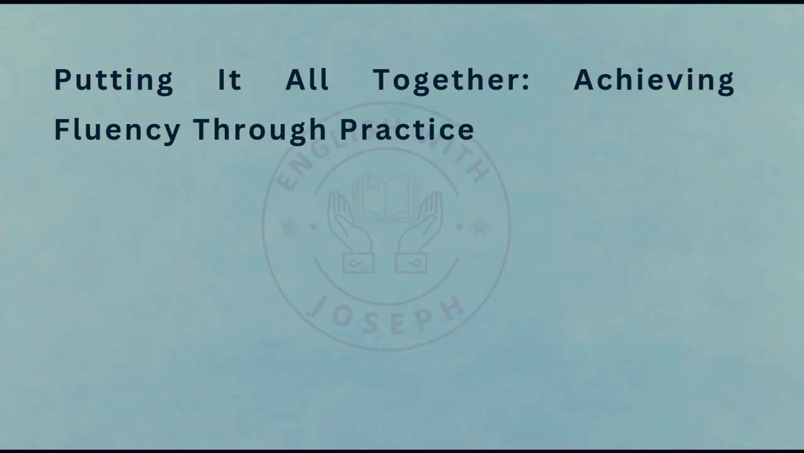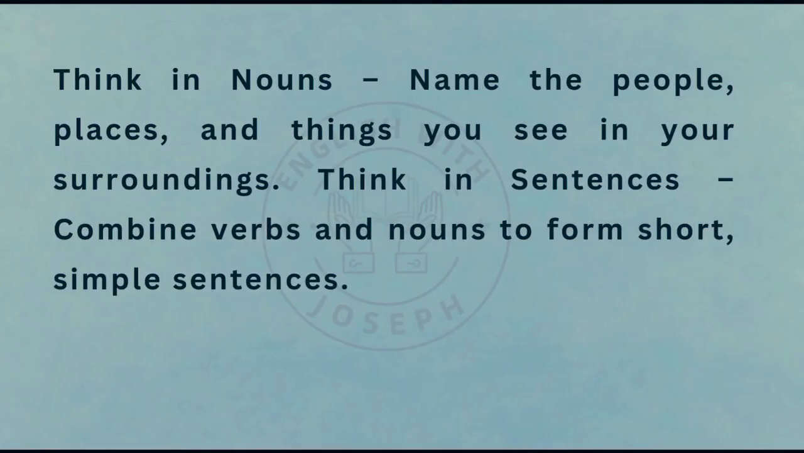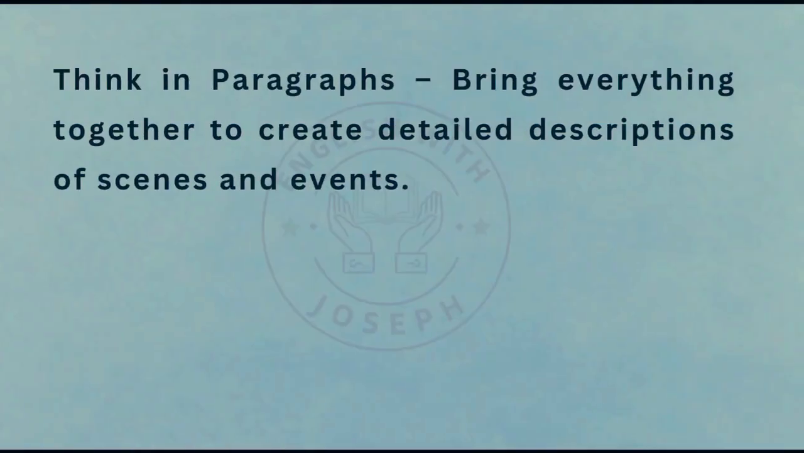Putting it all together, achieving fluency through practice. By now, you should have a clear understanding of the 4 stages of thinking in English. Think in verbs, focus on action words, and describe what is happening around you. Think in nouns. Name the people, places, and things you see in your surroundings. Think in sentences. Combine verbs and nouns to form short, simple sentences. Think in paragraphs. Bring everything together to create detailed descriptions of scenes and events.